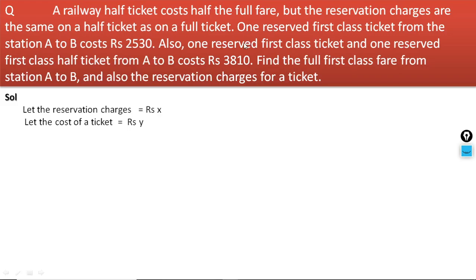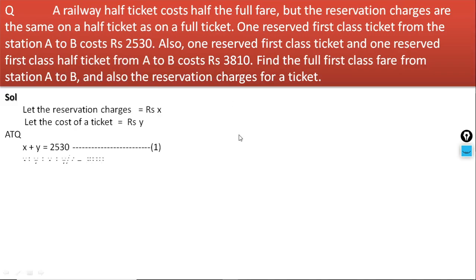Let us understand the situation. One reserved first class ticket from station A to B costs rupees 2530, means for one station to the second station the cost is rupees 2530. It will be x reservation charges and the cost of a ticket is y, it is 2530. For the second situation, one reserved first class ticket, means x + y, and one reserved first class half ticket.